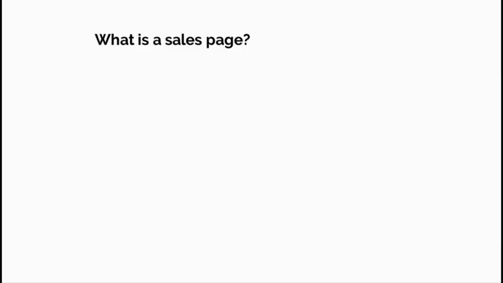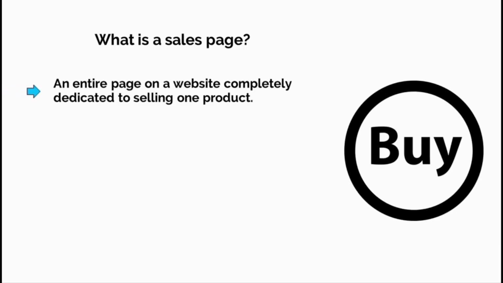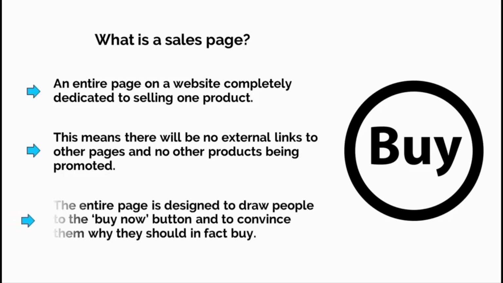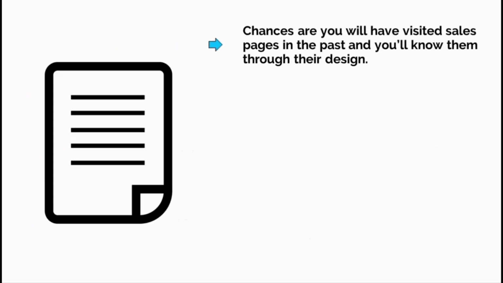The first question is, what is a sales page? The answer is that a sales page is an entire page on a website that is completely dedicated to selling one product. This means there will be no external links to other pages and no other products being promoted. The entire page is designed to draw people to the Buy Now button and to convince them that they should, in fact, buy.